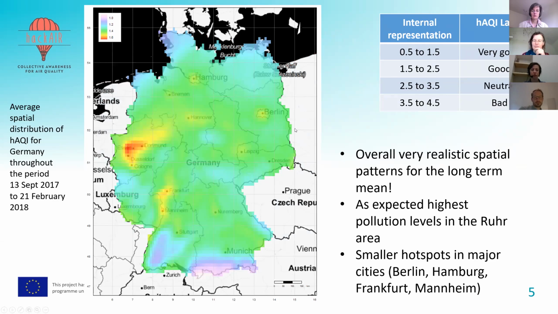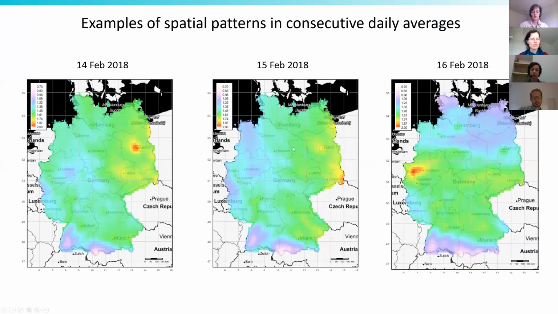Now, I should also mention that what you see here in terms of spatial pattern, this is an air quality index, which I call the hackAIR air quality index. We use here an internal representation of 1 being very good, 2 being good, 3 neutral, 4 bad, and so on. What you already see here in this map, that over the long-term average, we are in very low levels. We are between very good and good. But this is because we're averaging over a long period. For individual hours, these values can range quite higher than this.